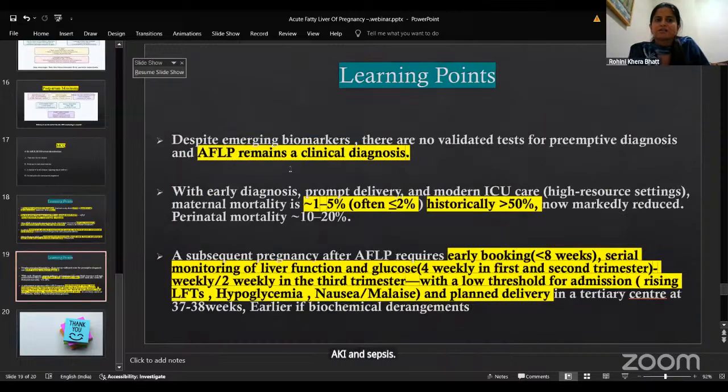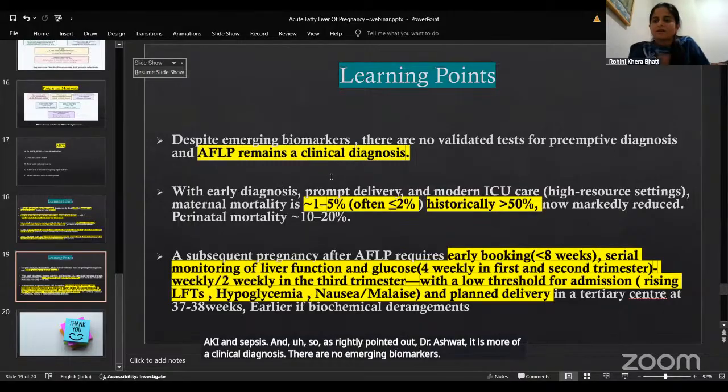And so, as rightly pointed out, Dr. Ashwati, it is more of a clinical diagnosis. There are no emerging biomarkers. Luckily, the mortality rate has come down to 1 to 5%, which was more than 50%.